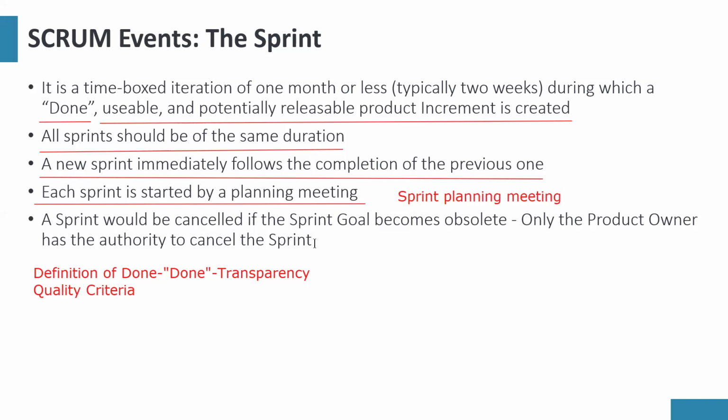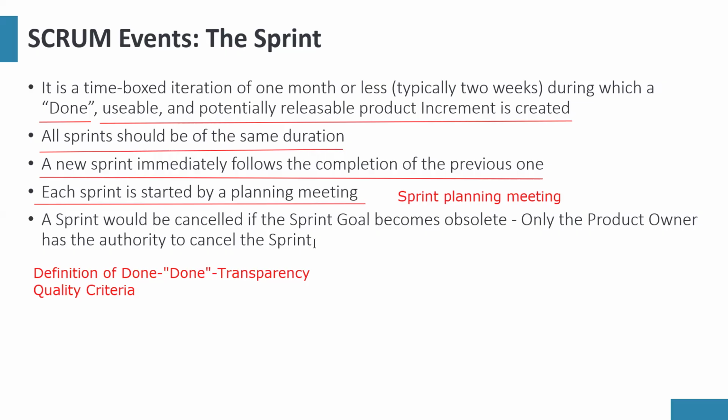Then a sprint will be cancelled if the sprint goal becomes obsolete. Only the product owner has the authority to cancel the sprint. No other person can stop a sprint apart from the product owner. Nobody has the authority to cancel the sprint apart from the product owner. That's it.